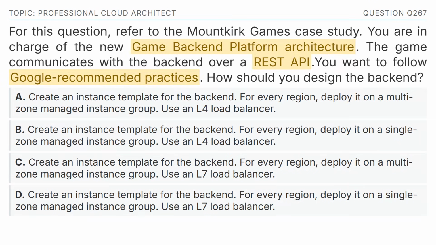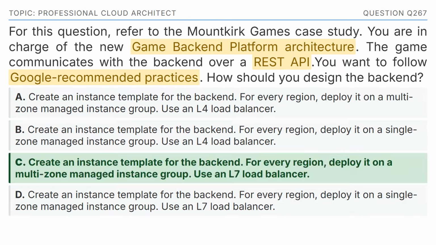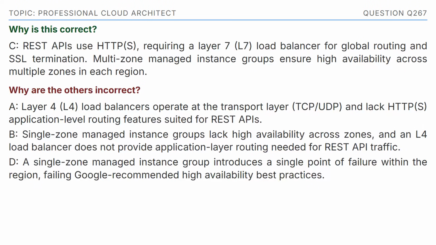To arrive at the correct answer, we focus on the keywords: Game Backend Platform Architecture, REST API, Google Recommended Practices. The correct answer is option C, create an instance template for the backend. For every region, deploy it on a multi-zone managed instance group. Use an L7 load balancer. Why is this correct? C. REST APIs use HTTPS, requiring a Layer 7, L7, load balancer for global routing and SSL termination. Multi-zone managed instance groups ensure high availability across multiple zones in each region.